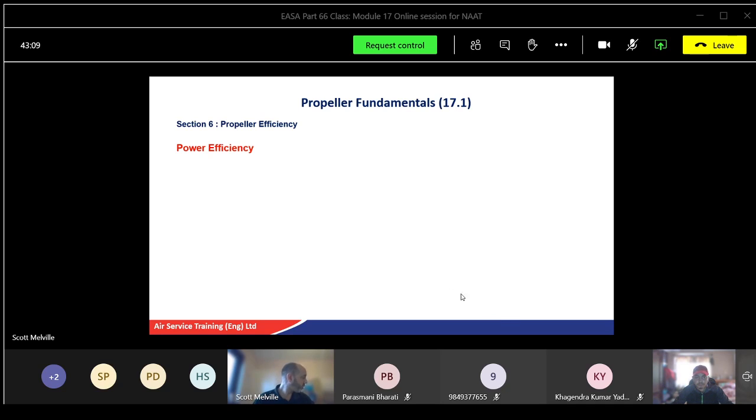Okay. So now we're going to move on to propeller efficiency. So we've got another formula for you. First thing in the morning, we've got a formula. It's not too bad though, so bear with me. Let's get going. Power efficiency.